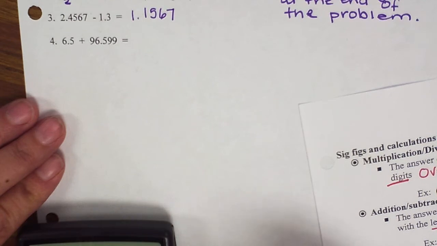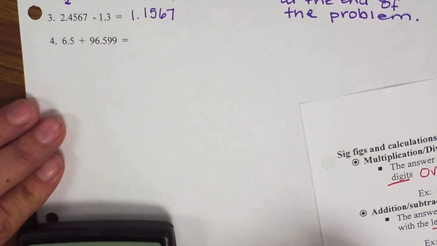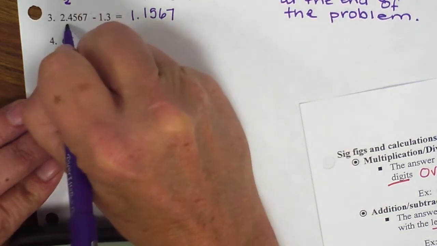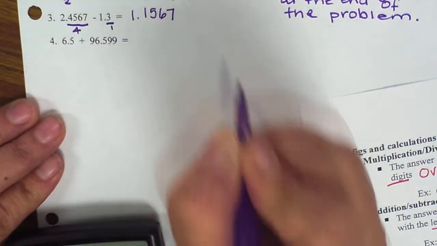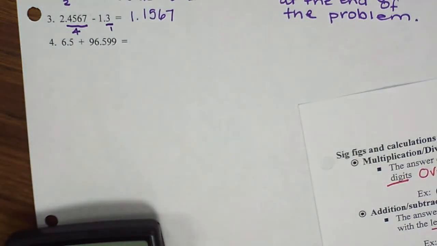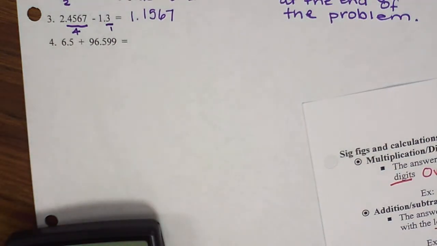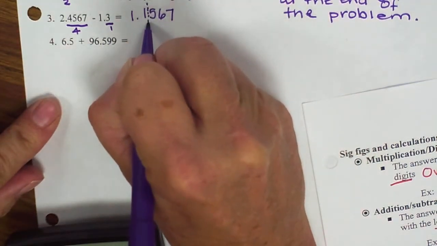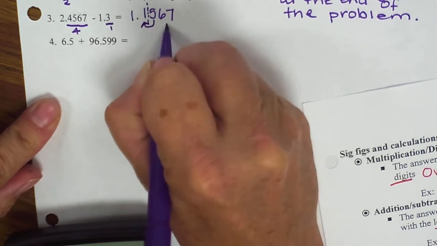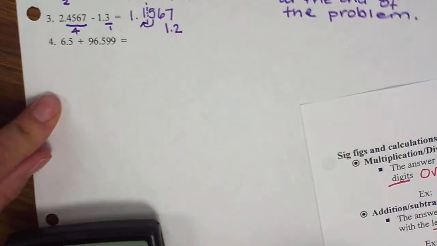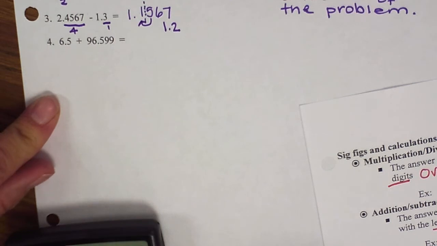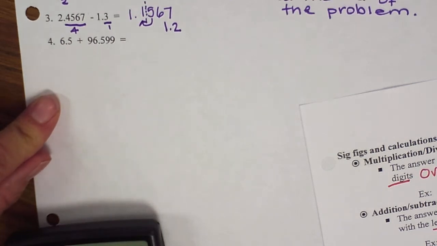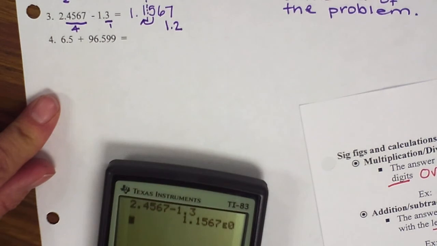To tenths. Okay, so Carson is correct. The second number is a subtraction, so it tells me I only get 1 after the decimal, because subtraction tells me the lowest number of digits after the decimal. That's 1. So I'm going to round off here. 1.2. That's my answer, 1.2. Do number 4, please.